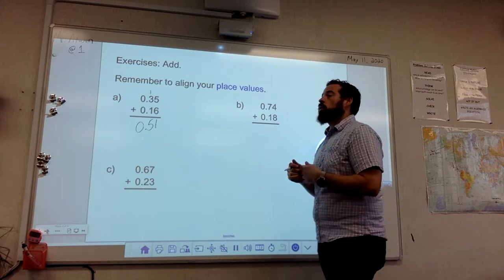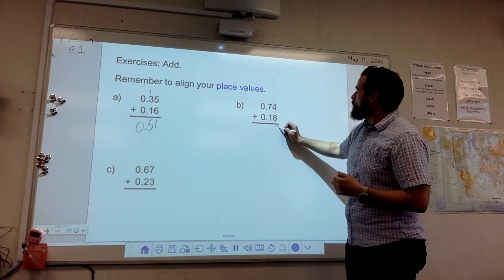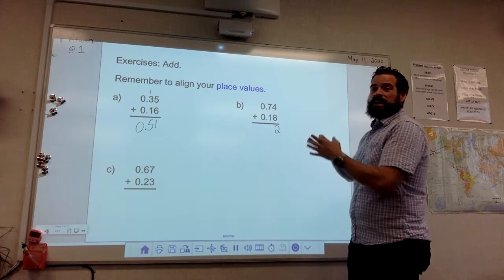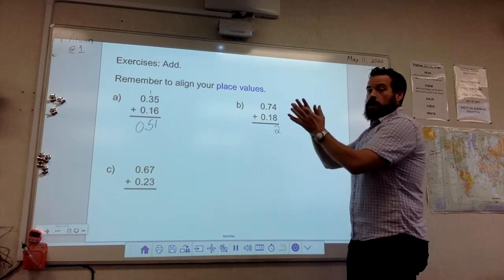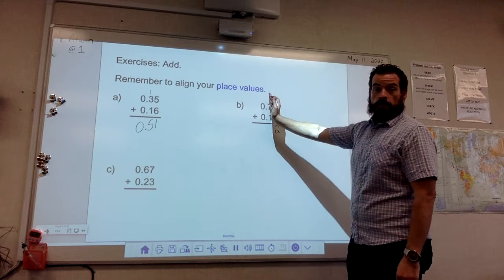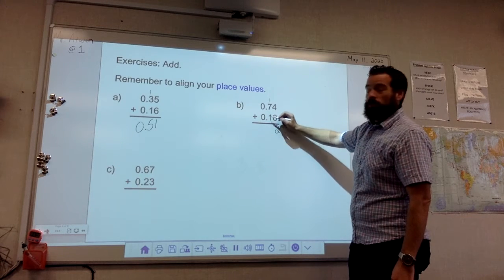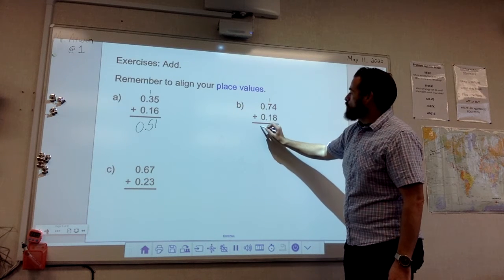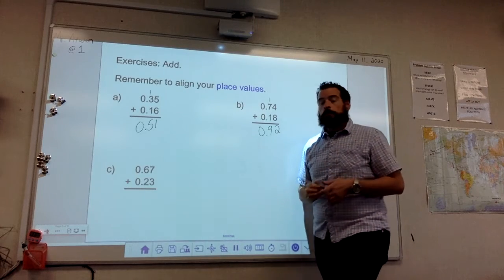Make sure that you also are lining up your place values correctly. 8 plus 4 is 12, but I put my 2 here because remember, that's saying 12 hundredths, so that means it's going to be 1 tenth and then 2 hundredths. So I put my 1 for my new tenth up there. So 1 plus 7 is 8, 8 plus 1 is 9. Make sure you put your decimal, so 0.92 or 92 hundredths.